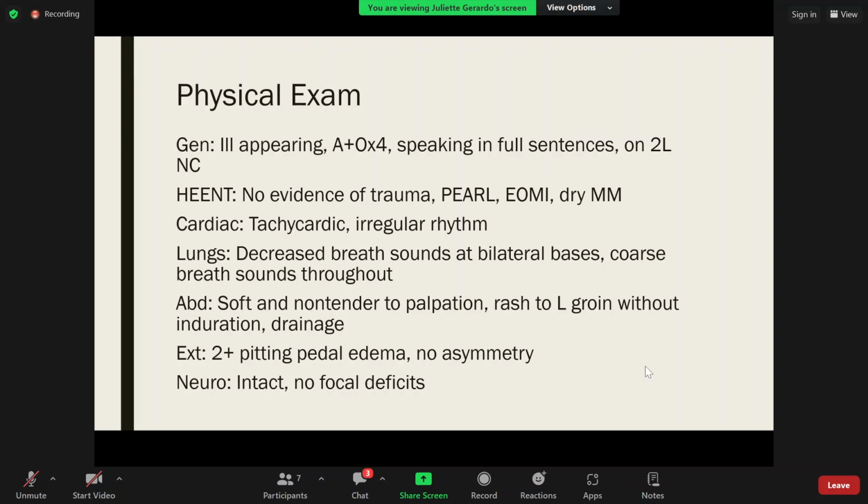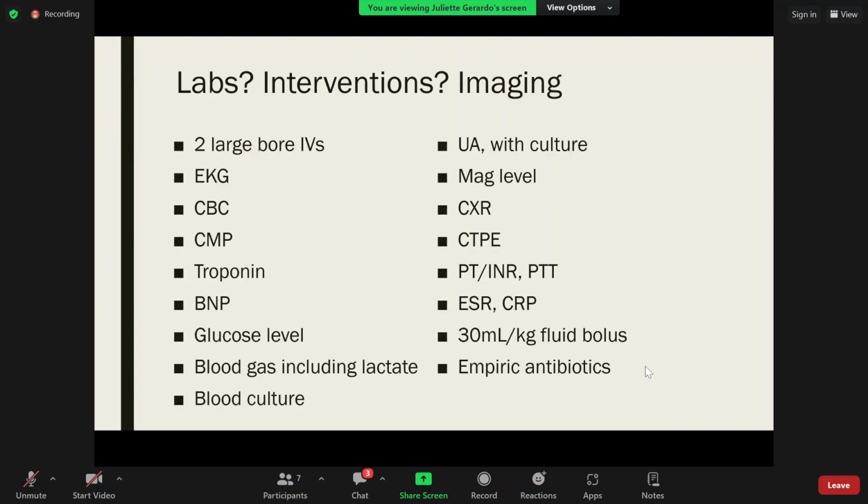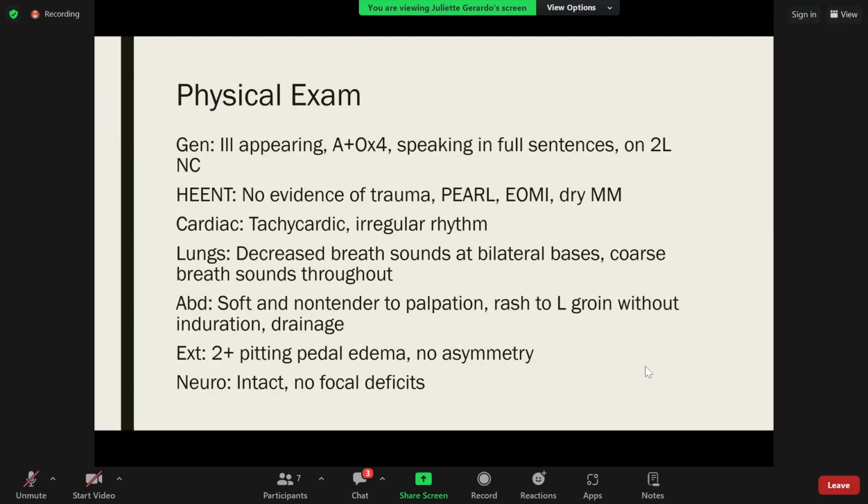but on your skin exam, because she came in still in her hospital gown from when she was discharged, she has a rash in her left groin. It doesn't have any induration or drainage, but you have a little bit of skin breakdown there. Otherwise, she has pitting pedal edema bilaterally, but nothing is asymmetric, and her neuro exam is intact. What lab work, imaging, or next steps would you like to take with this woman?